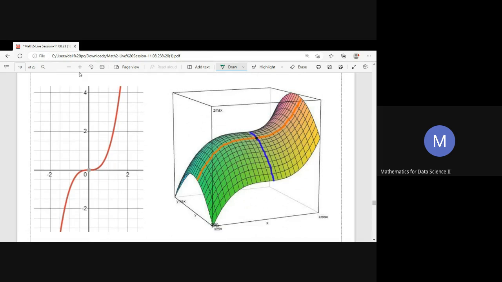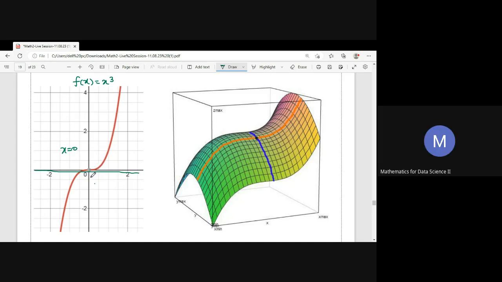Okay, so here you have the graph of f of x equals x cube. Now for this, at the point x equals 0, what is the slope? What is the tangent line? It is parallel to the x-axis, right? It means the derivative at this point is 0, right? But is this a local maximum or local minimum?